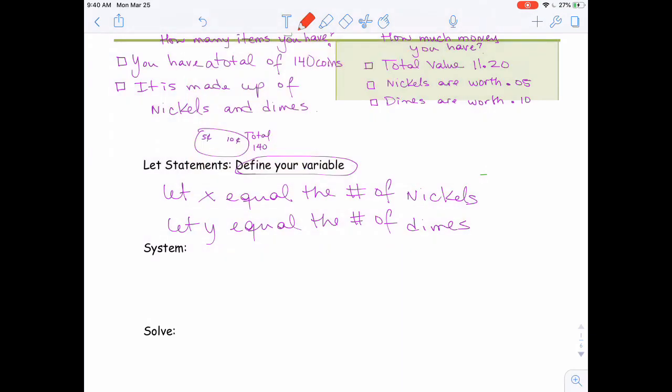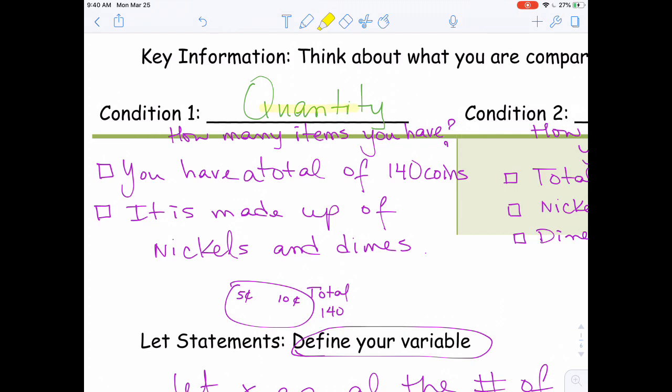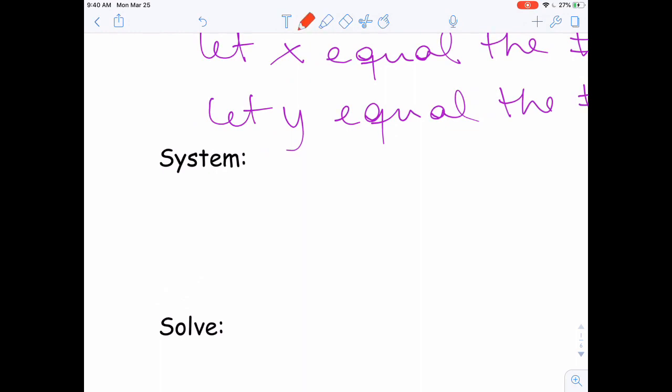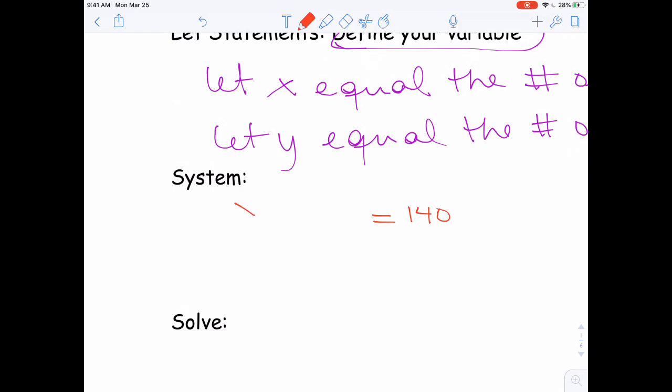Now if I go back to quantity, I'm going to write an equation in terms of quantity. This is how many coins. There's a total, so the total goes here. What makes up the 140? Nickels, but it's not the value of the nickel, but how many. The number of nickels is x because we don't know how many you have. x plus y equals 140. That's your first condition.